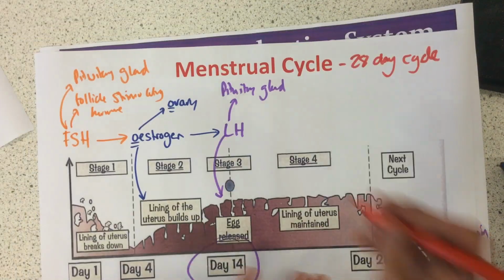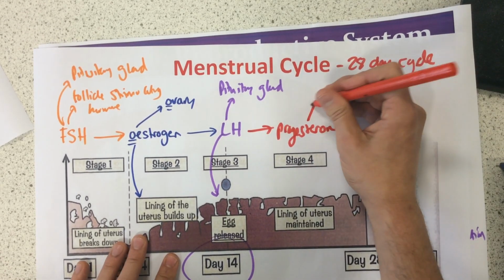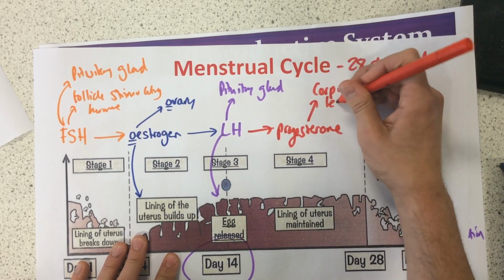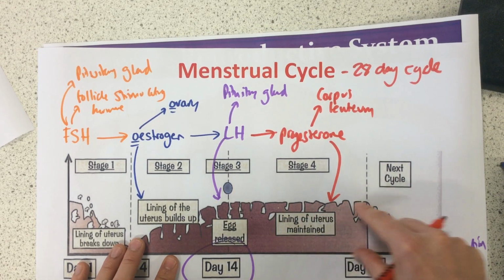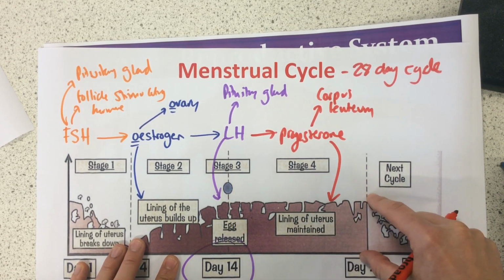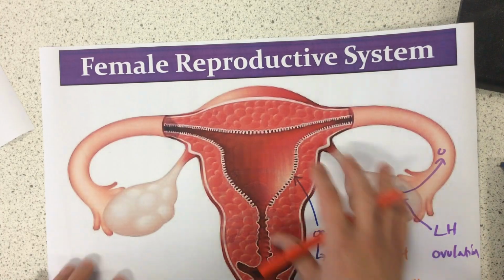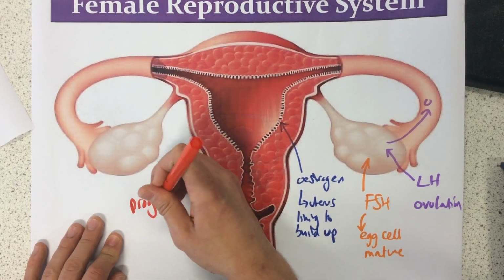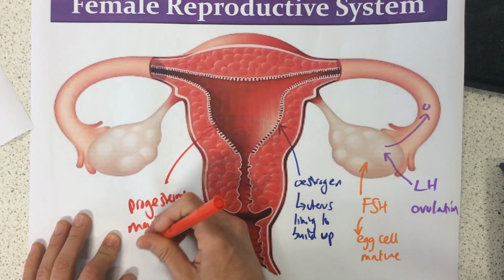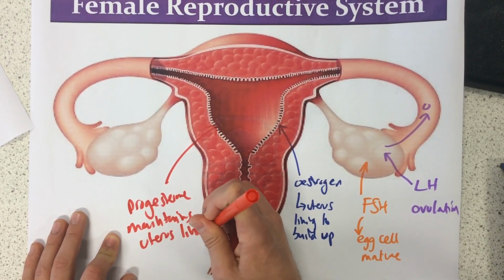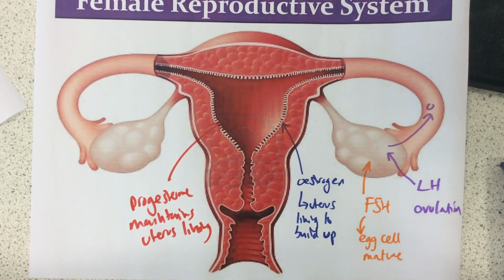So what progesterone does, remember, progesterone is released from the corpus luteum. Progesterone maintains the lining of the uterus. So it keeps that uterus lining nice and thick, ready for implantation of a fertilized egg cell. So let's just see that on the reproductive system. Progesterone maintains the uterus lining. So again, keeping it nice and thick, just in case that fertilized egg cell comes down here for implantation.